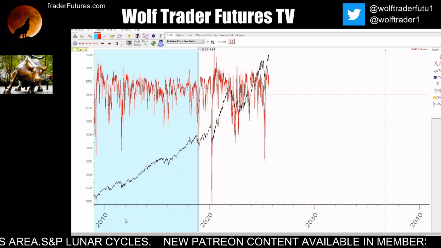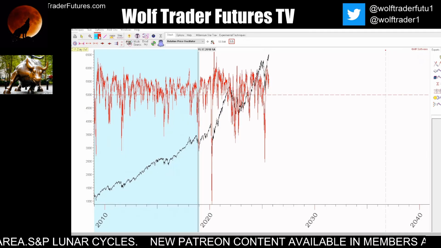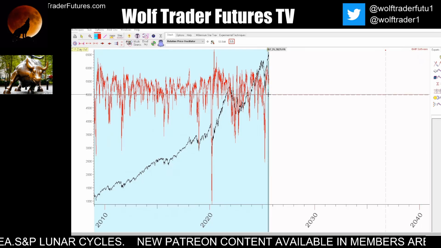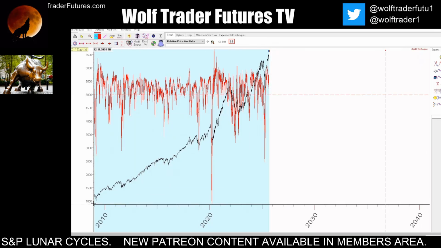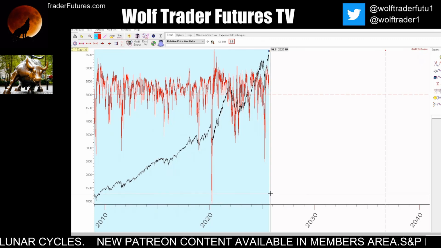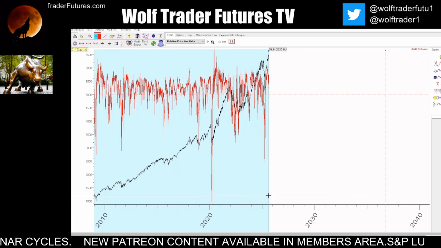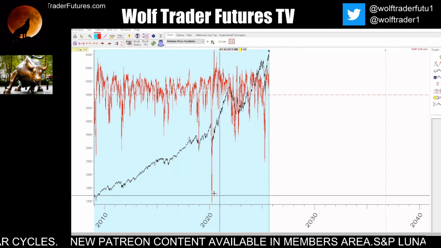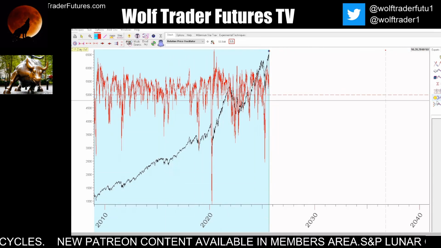So you can see down here, I have my axis here, and I'm going to make this learning curve go all the way to the end here. So we're going from 2009 all the way to basically the present here. This data is from late August of 2025. So you have a lot of information here specifically for a lunar cycle.